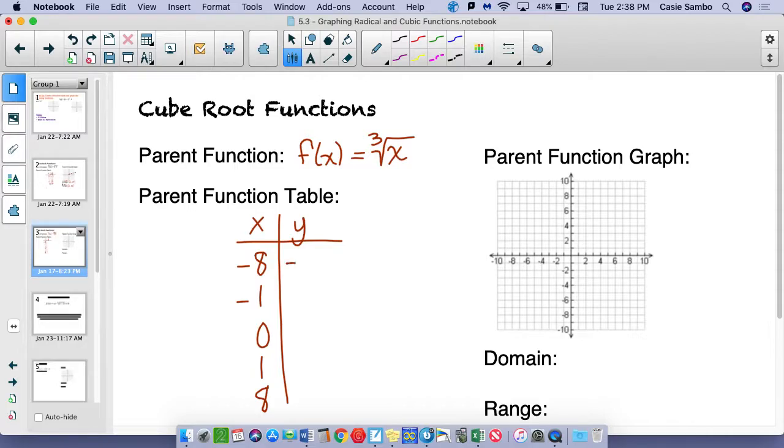The cube root of negative 8 is negative 2. The cube root of negative 1 is negative 1. Cube root of 0 is 0. Cube root of 1 is 1. Cube root of 8 is 2.